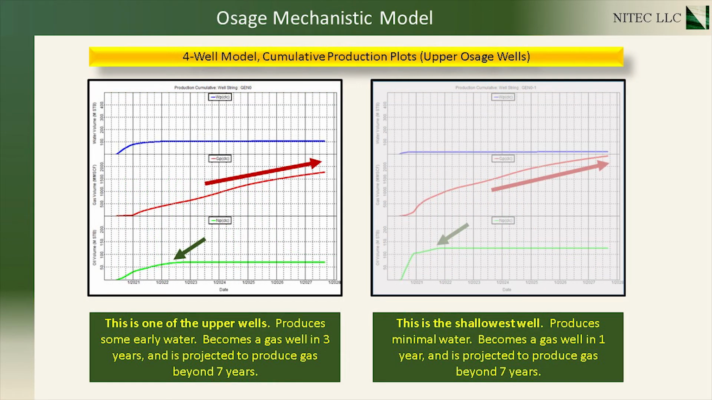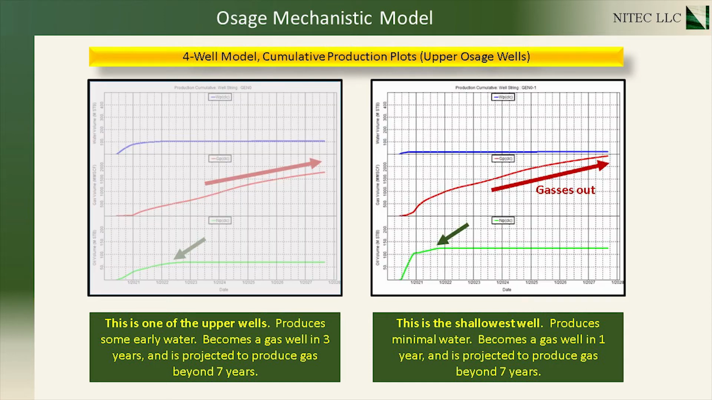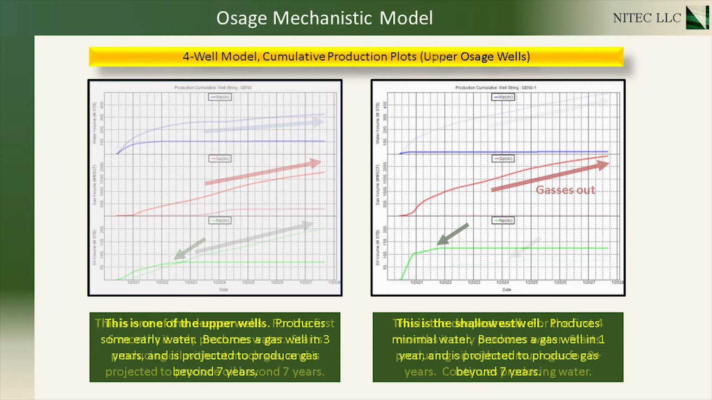Here on the left side, we have the cumulative volumes of water, gas, and oil for one of the upper Osage wells over a 5-year forecast. This well produces some early water, which cleans up. The well effectively becomes a gas well beyond 7 years. The shallowest well, on the right, produces minimal water and becomes a gas well in 1 year.